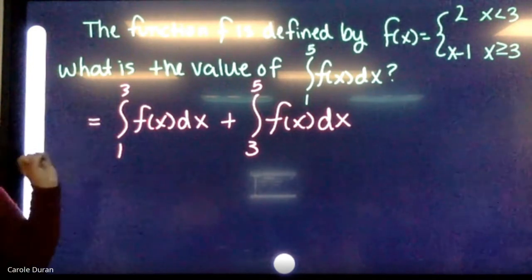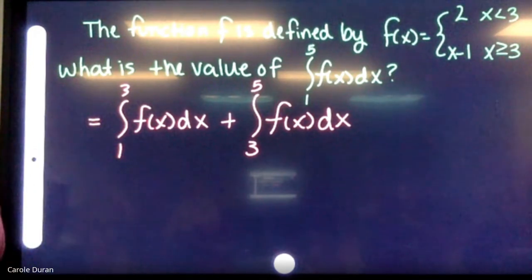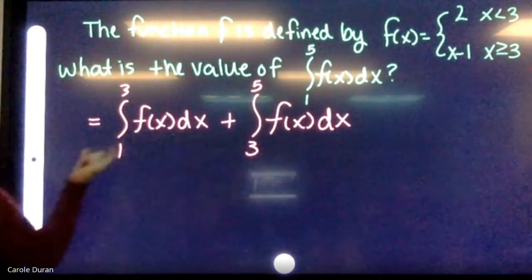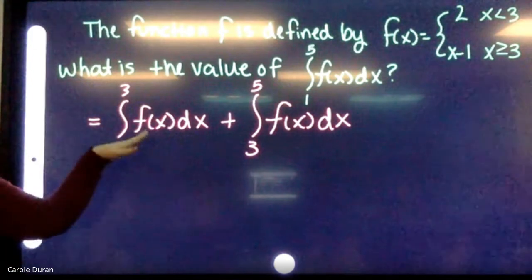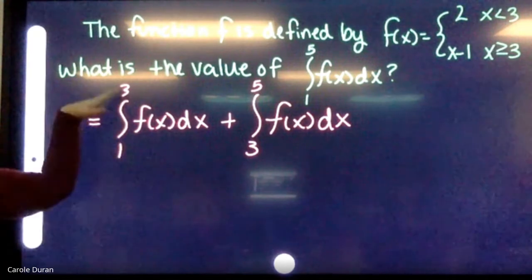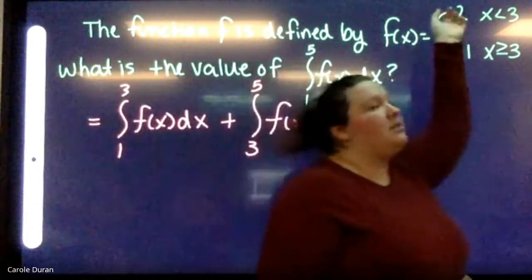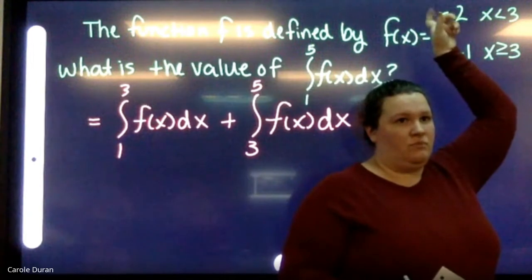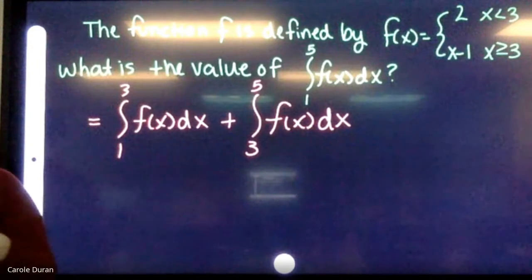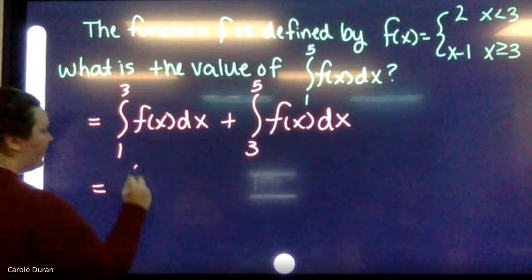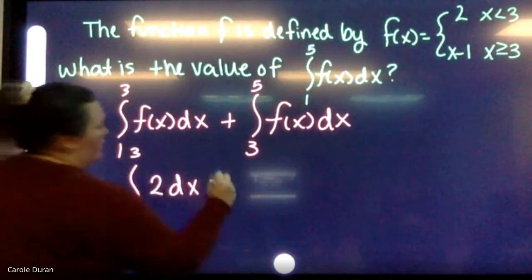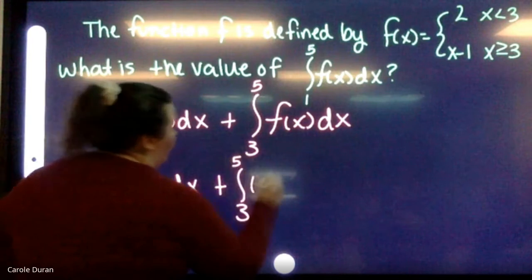Okay, so does everybody see how I split this and why I split it? Because my interval breaks at 3, I need to make sure my integrals do as well. So we're going to be using f of x based off of the domain interval that I'm currently working in. From 1 to 3, I'm working with the function y equals 2, right? And then from 3 to 5, I'm working with the function x minus 1. So when I put it in here, I fill those functions in for the respective f of x. So this becomes 2 dx, and this one becomes x minus 1 dx.